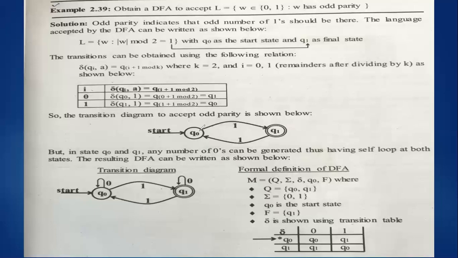If you are having an odd number of 1s, then it will be accepted, otherwise it will be rejected. Now, for q0 and q1, the transition for value 1 is done. We need to have a transition for value 0 exactly. At both q0 and q1, any number of zeros can be generated, thus we have a self loop at both states. So if you provide a self loop for q0 and q1, observe it.